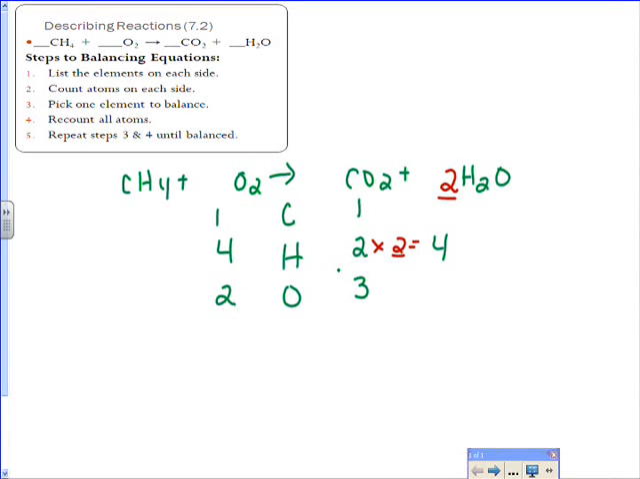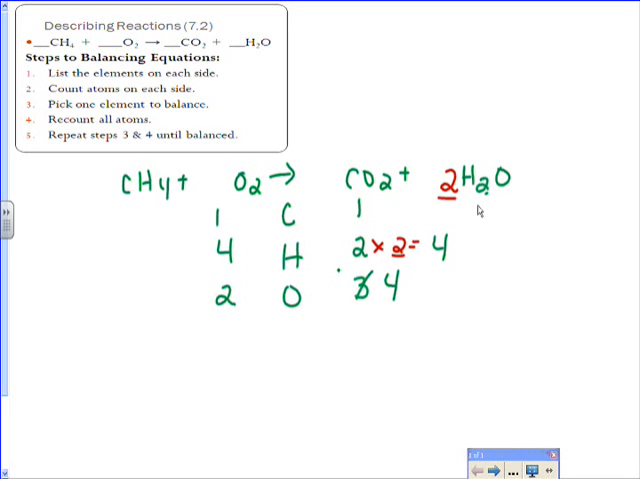So let's make sure we recount all of them. Carbon on this side has 1 still, and carbon on this side also has 1. So they stayed the same. Hydrogen on the reactant side has 4. It didn't change. But the hydrogen on this side, see the 2 on the outside is kind of like distributive properties in math. You're going to say 2 times 2 hydrogen equals 4 hydrogen. So my oxygen also changed because it's in front of this compound. So 2 times 1 oxygen actually means I now have 4 oxygen on that side because I have 2 oxygen here and 2 oxygen here.